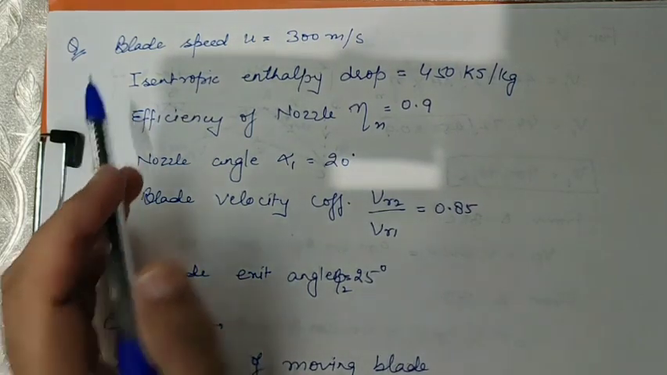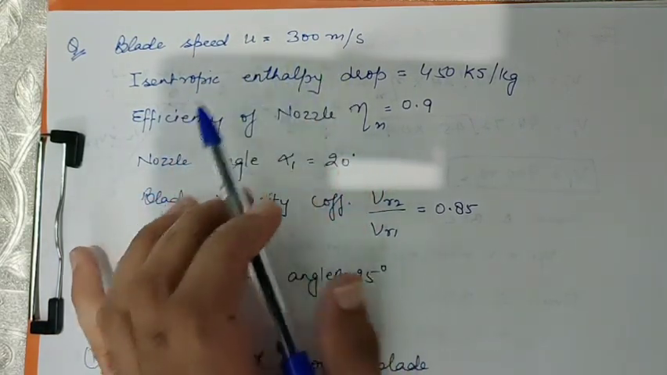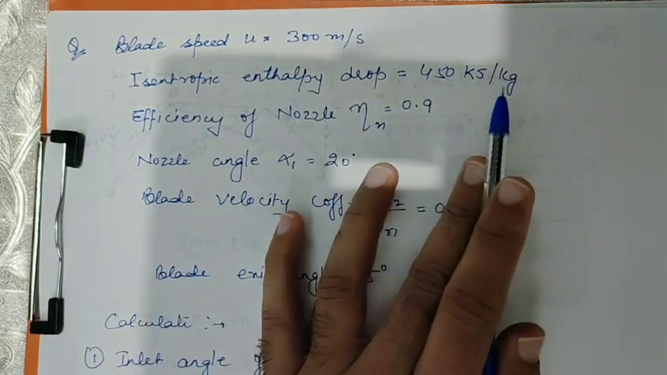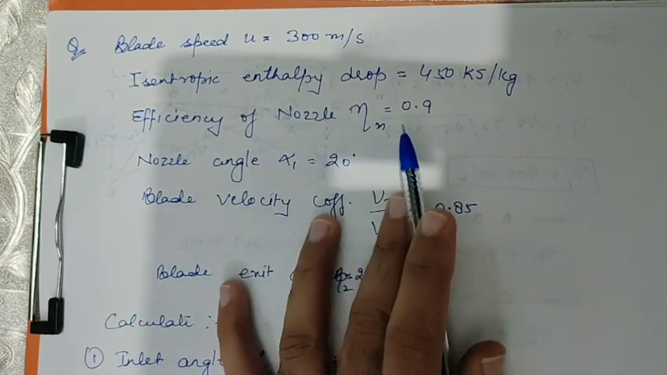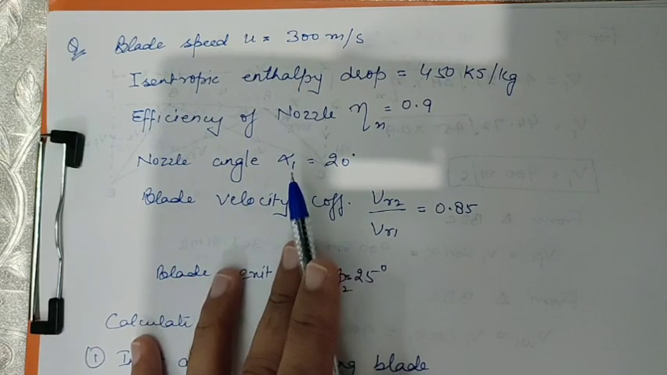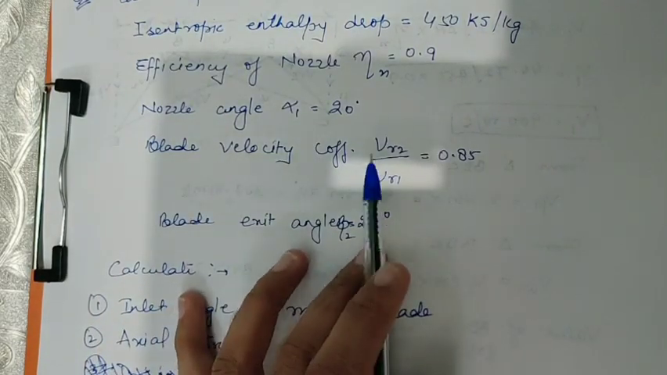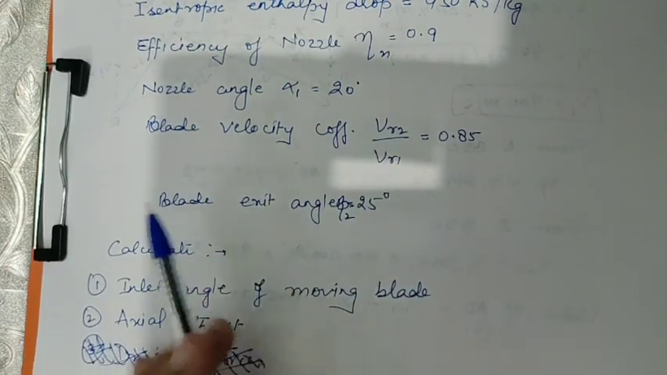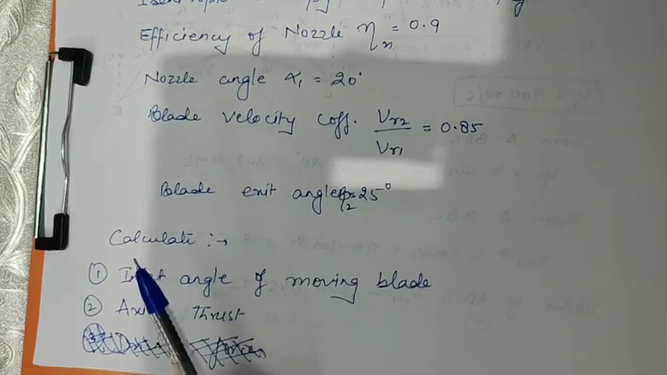So the question is like this: blade speed U is given as 300 meter per second. Isentropic enthalpy drop is given as 450 kilojoule per kg. Efficiency of nozzle is 0.9 or 90%. Nozzle angle alpha 1 is given as 20 degree. Blade velocity coefficient, that is the ratio of VR2 over VR1, is given as 0.85, and the blade exit angle, beta 2, is given as 25 degree.